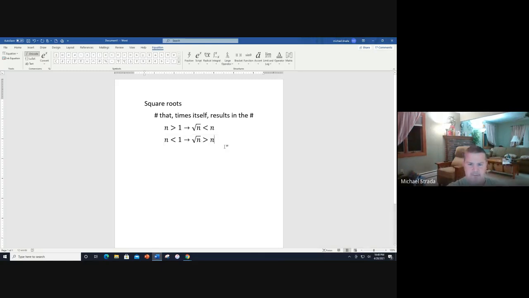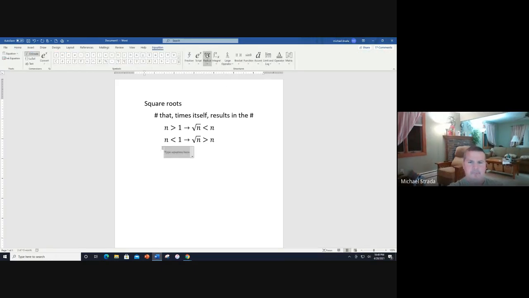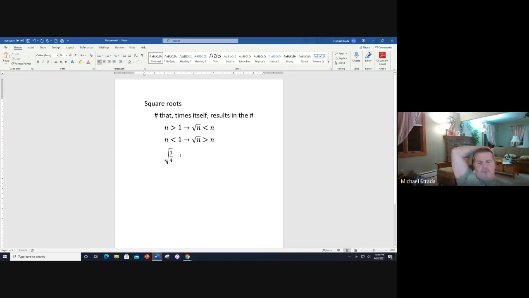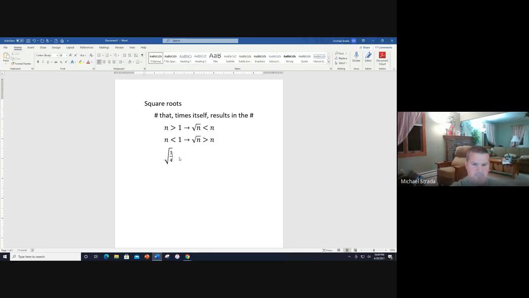For example, the square root of 1/4. You have to think of what number gives you the square root of 1/4. What number times itself gives you 1/4? And that, ladies and gentlemen, is another fraction. The square root of 1/4 equals 1/2. So it actually gets bigger.